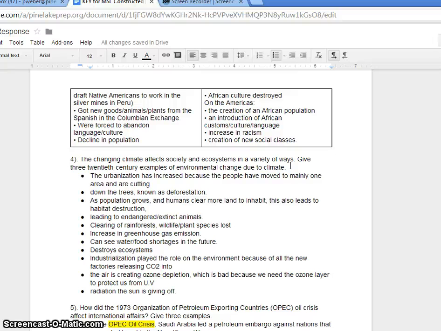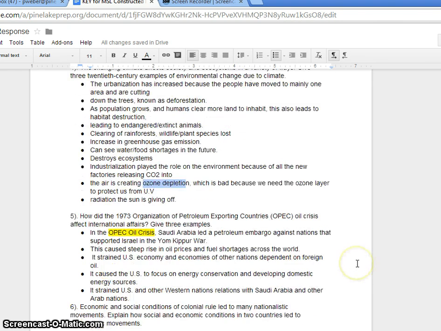Last year, as Mr. Burr and I were grading these essays, we gave students credit for these type of answers. So deforestation, we see habitat destruction, endangered and extinct animals, increase in greenhouse gases, things like water and food shortages. We see ozone depletion. So those are some examples of things you could have written for this question.